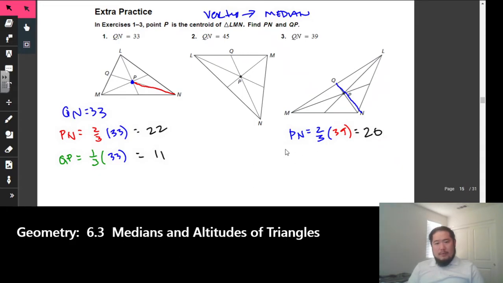So then Q to P, that happens to be the 1/3 segment of the whole thing, right? It's the smaller. So if I take 1/3 of the entire segment, which is 39 once again, that right there ends up equaling 13. And there you go. You now know P to N and Q to P. Okay, let's take a look next up at number 4.